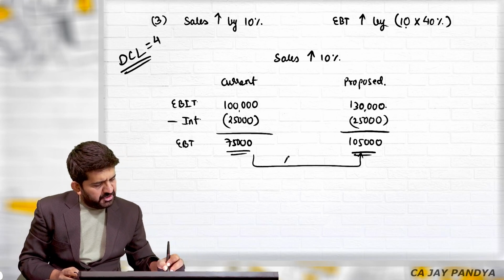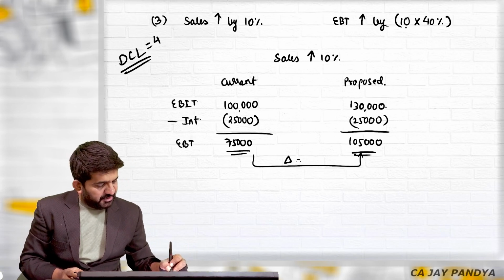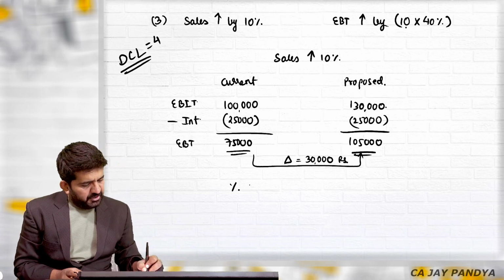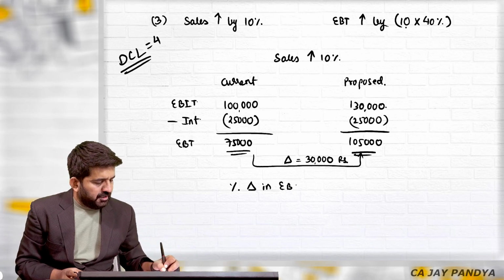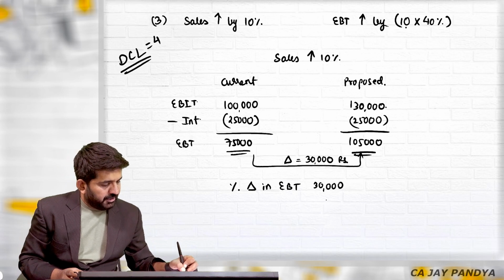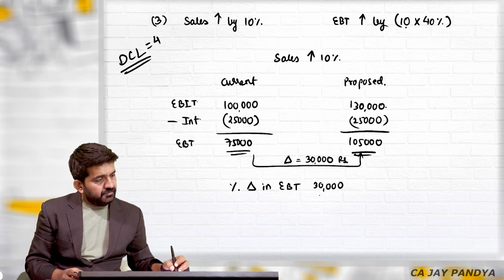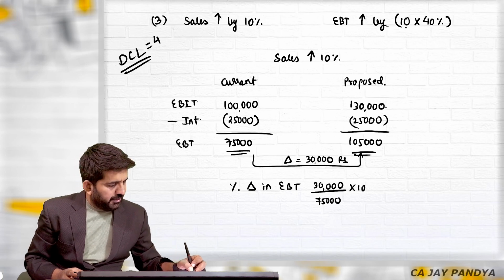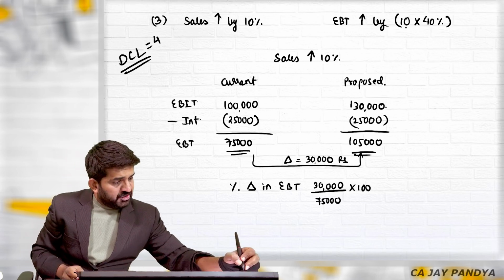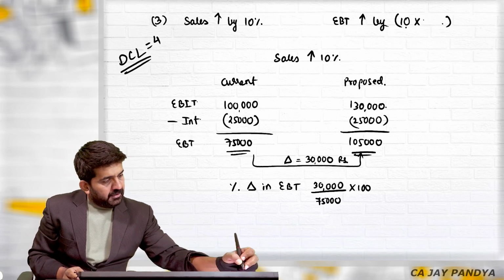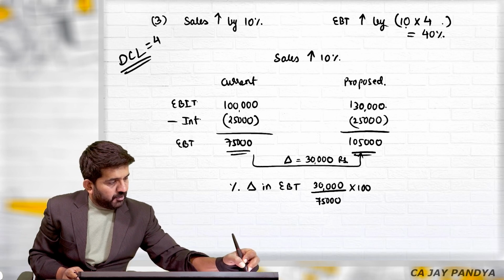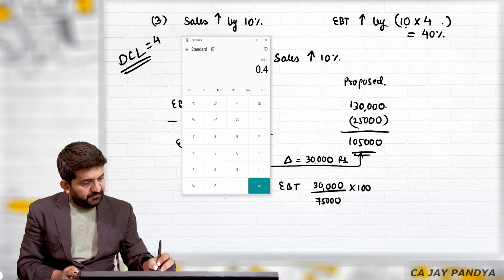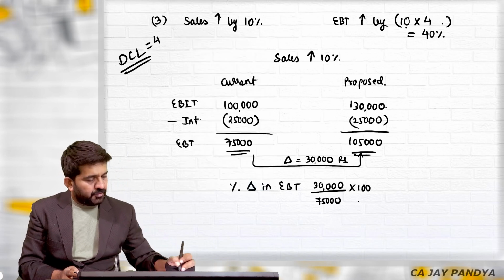How much is the change? It is not percentage change. Change is 30,000 rupees. What is the percentage change in EBT? It is 30,000 divided by 75,000 into 100. And how much should it change? 10 multiplied by 4, that is 40%. So this answer should be 40%. 30 divided by 75 multiplied by 100, which is 40%.